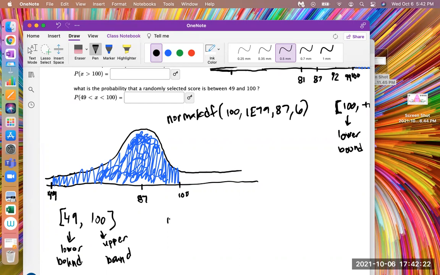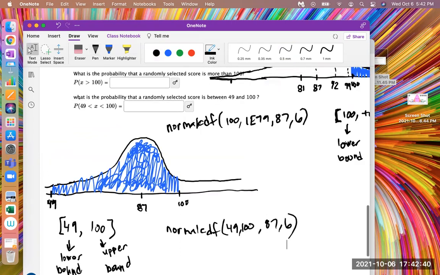So if you're doing your TI-84, it's normal CDF. Lower bound 49, upper bound 100, mean 87, and standard deviation 6. Press enter, you have your answer.